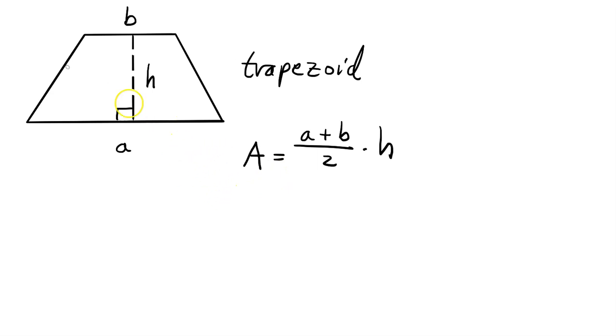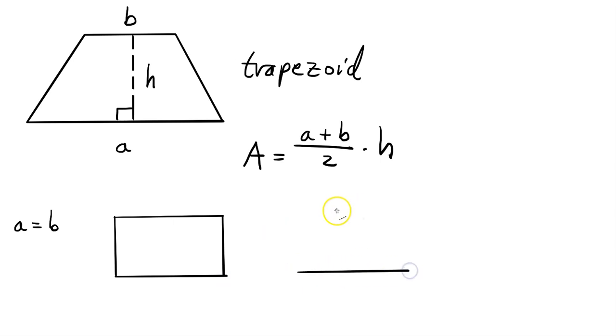There is an important special case of a trapezoid. For example, if A and B are equal, so if you have A equal to B, then it could be either a rectangle or it could also be a parallelogram, if they are offset to each other.